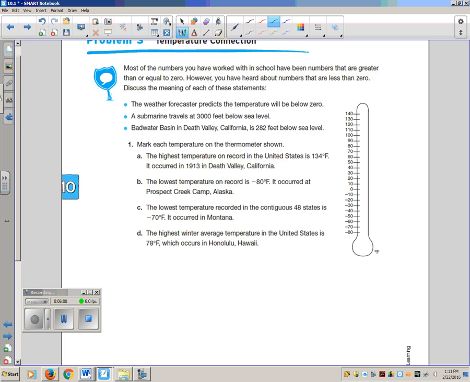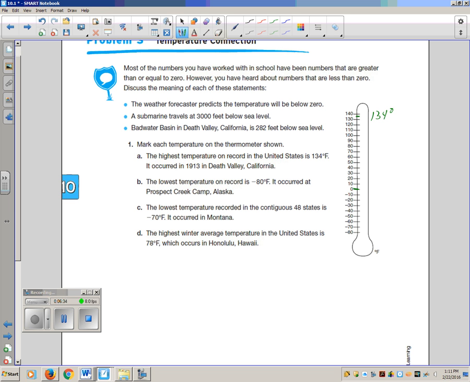We're going to mark the temperatures on the thermometer. The highest temperature on record in the U.S. is 134 degrees. So we're going to put that on our thermometer. There's 130, there's 140. So right about here. I'm going to mark 134. The lowest temperature on record is negative 80 degrees Fahrenheit.